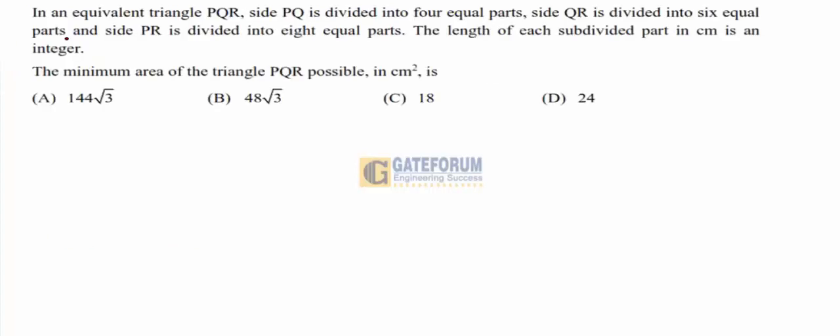Let us do this one. In an equivalent, this is a misprinting. It won't be equivalent. It can't be equivalent. It should be equilateral. In an equilateral triangle PQR, side PQ is divided into 4 parts. Let us do that.